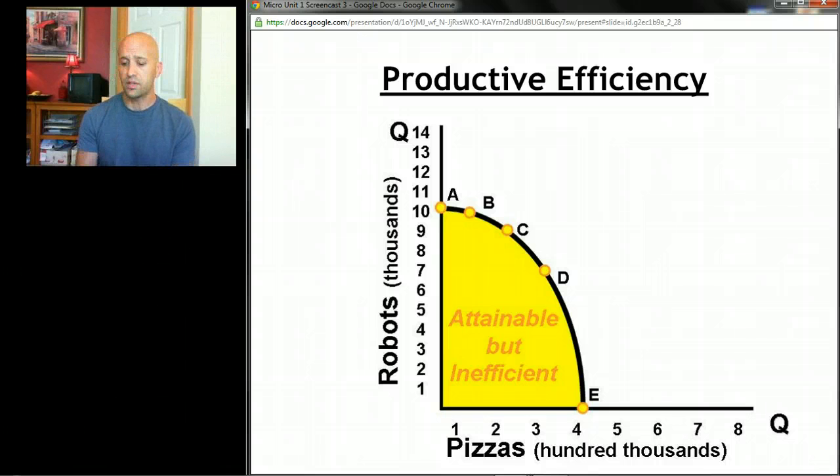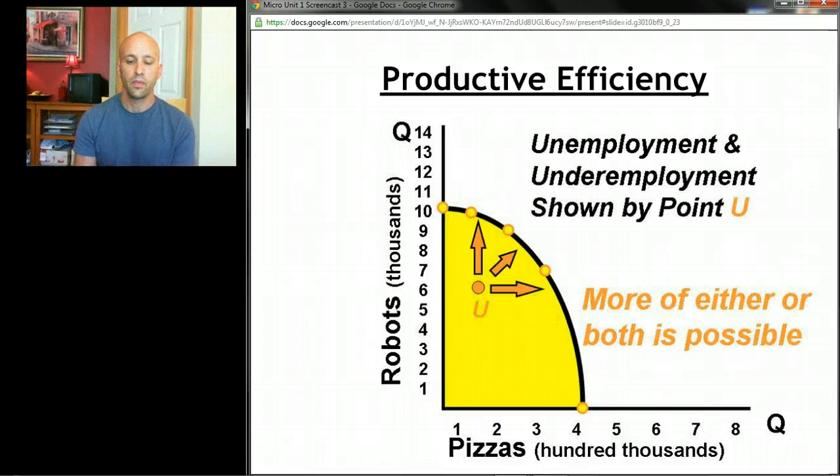Being inside the curve means something probably went wrong. Maybe there's unemployment. Maybe people aren't working. Maybe we can't use all of our resources for whatever reason. Being at a point like U would be regrettable because there's not enough human happiness anyway, and we could make more stuff and satisfy more wants and needs, but we're not. We're being inefficient in some way.